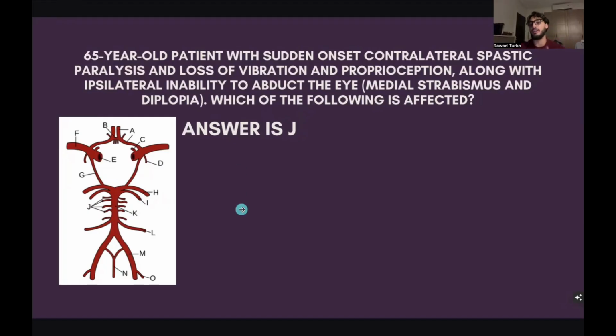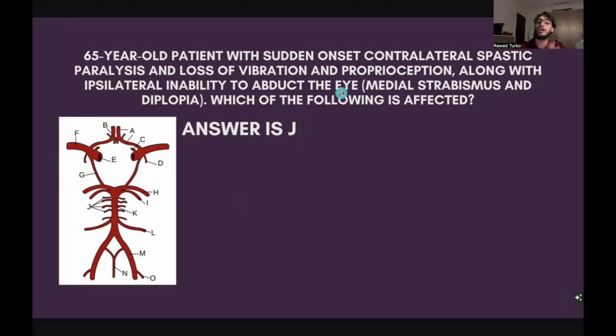Again, we know for sure that we're at the level of the pons because we have abducens nerve involvement. So we know for sure that we're at the level of the pons. But the reason that the answer is J and not K is because a basilar artery occlusion would lead to locked-in syndrome. And locked-in syndrome is quadriplegia.